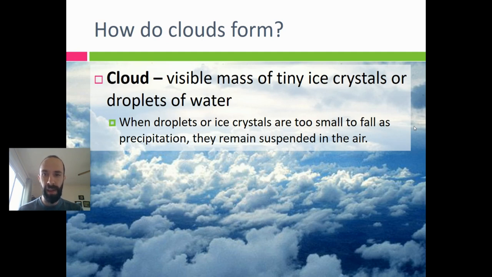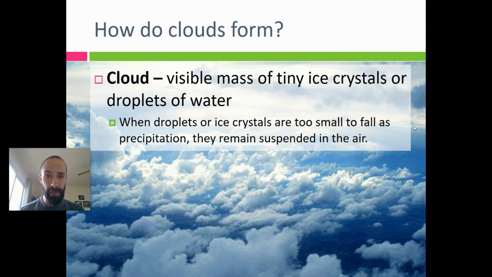Now, why are they staying up there? Because obviously water droplets are heavier than air, or have a higher density than air, they would fall. So why don't they fall? They remain suspended because of updrafts of the air. The air pushes upward and keeps them suspended in the air. And because they're so tiny, they can float in midair, basically.